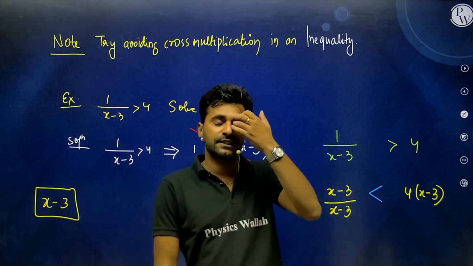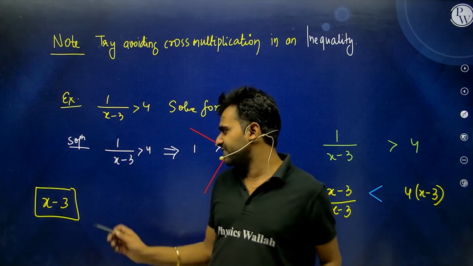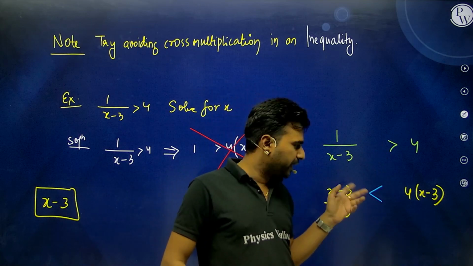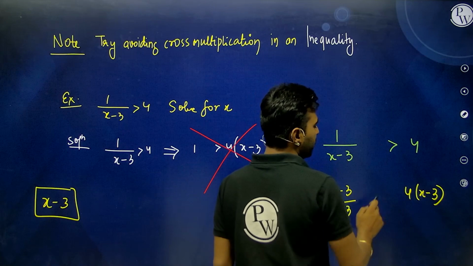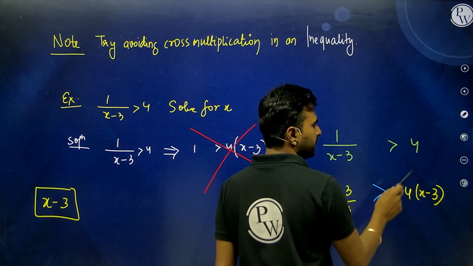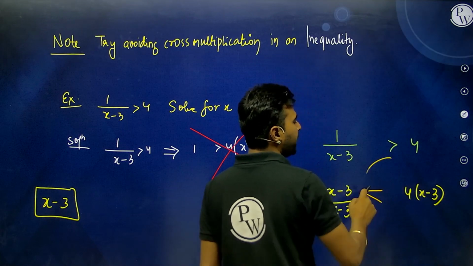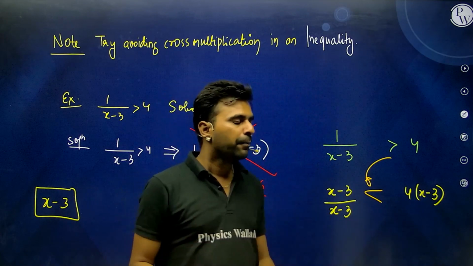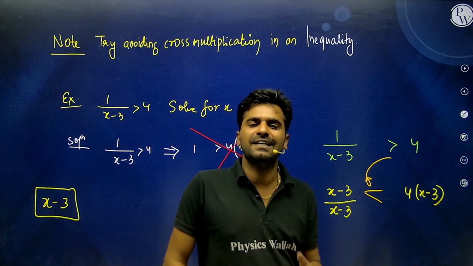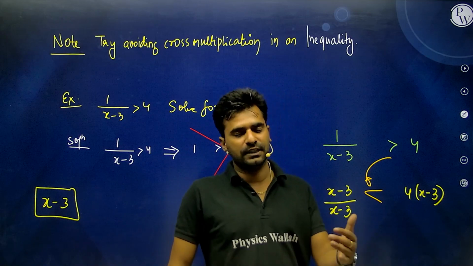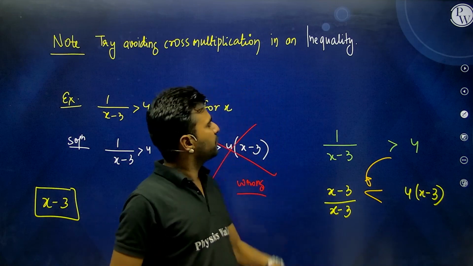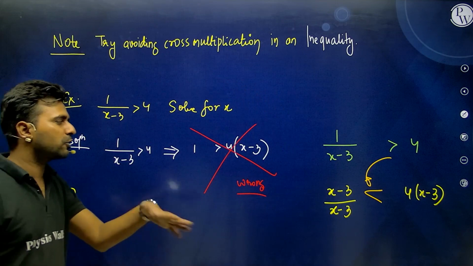Now, a lot of guys will say, sir, make cases. If x is greater than 3, this is positive. So, for x greater than 3, we can keep the sign of inequality the same. And for x less than 3, we can change the sign of inequality. I said that is fine, but why make so many cases? We should avoid making cases as much as possible, otherwise the problem will become a bit complex. So rather we should avoid doing cross multiply.